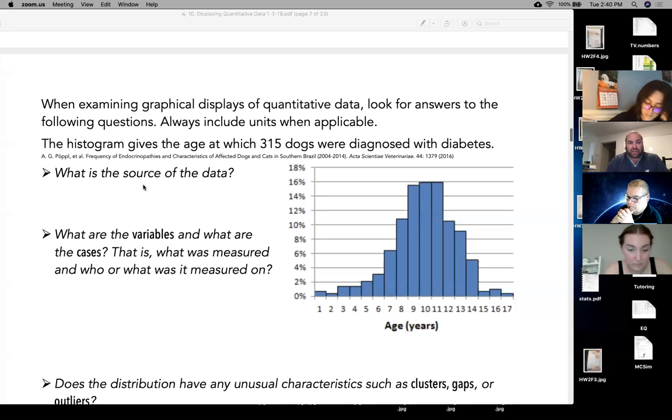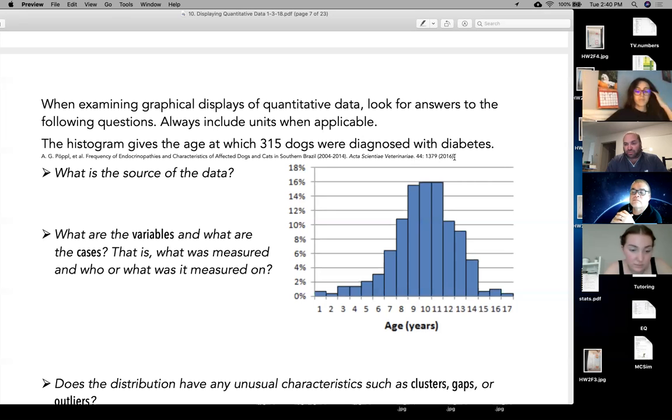The source of the data. It wasn't really so much just a location, it was the entire thing. This whole thing here is the source of the data, right? This study that was done by A.G. Popel, titled The Frequency of Endocrinopathies and Characteristics of Affected Dogs and Cats in Southern Brazil, published in Acta Scientiae Veterinariae in 2016, volume 44, maybe page 1379. I don't exactly know the format, but that would be the source of the data.